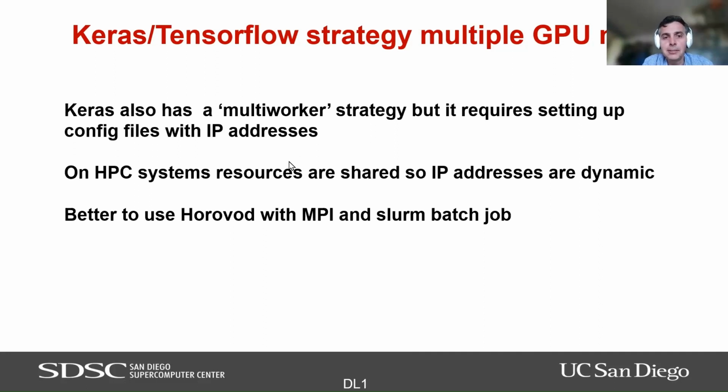But on our HPC systems, resources are shared. That means your IP addresses are dynamic, so it's not that easy to set up. You could set up a multi-worker strategy, but you have to go and pick out Slurm information, and it's a little bit tricky. But it's a lot easier to use Horovod. Horovod sets up some wrappers in your code and handles the MPI for you. You would do this in a Slurm batch job, and that's what I want to show next.